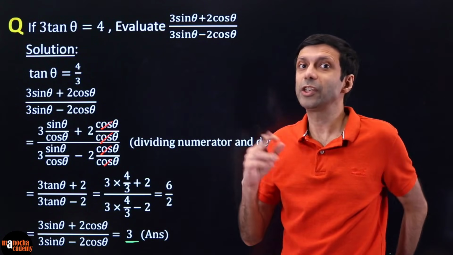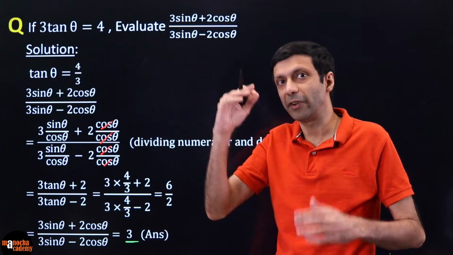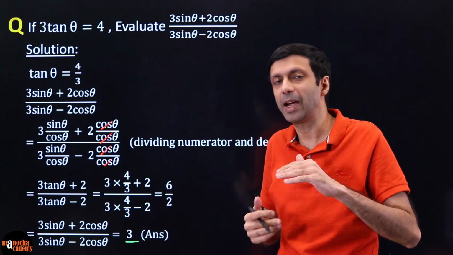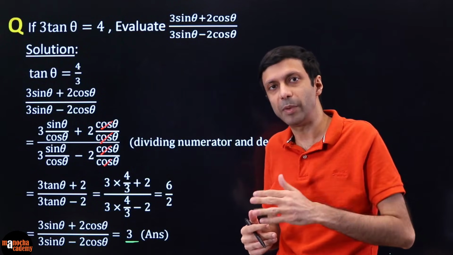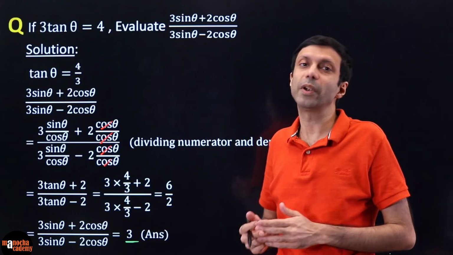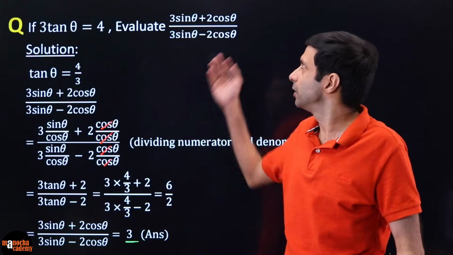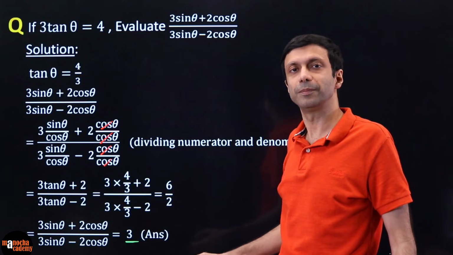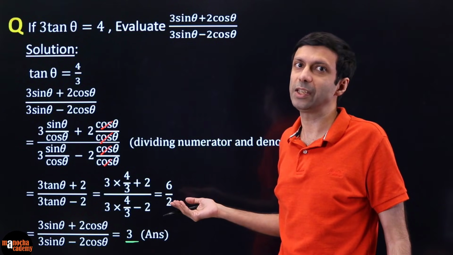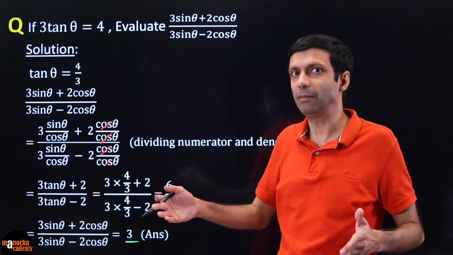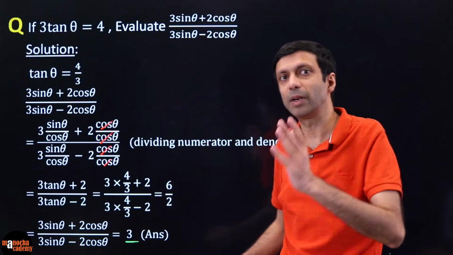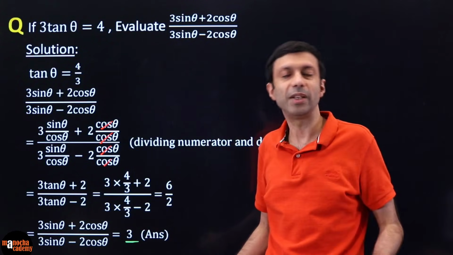A great question: should the final answer have any unit? Trigonometric ratios don't have any units because they are ratios of lengths, perpendicular by hypotenuse. If one is in centimeter, the other is also in centimeter. That's why the final ratio doesn't have any unit. Same way here, there is no unit involved. So in these questions, you will not see units. The length you might see like 3 centimeter, 4 centimeter, but finally in the ratio the centimeter cancels out.